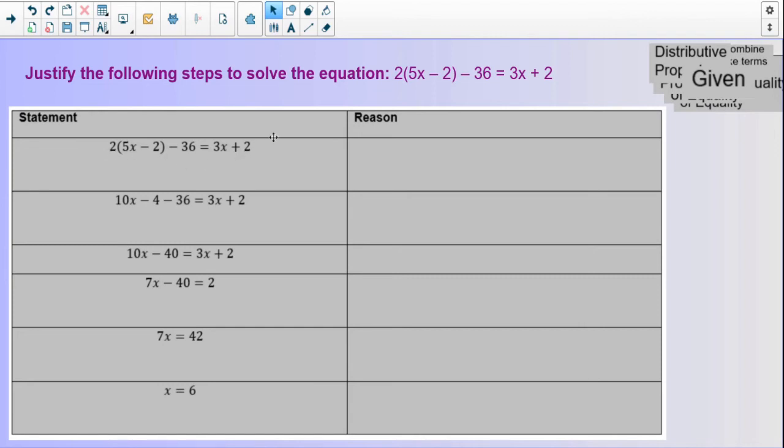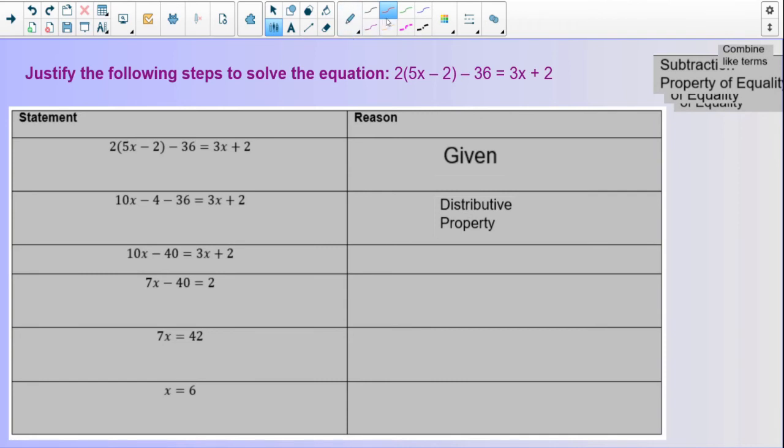So the first statement here was actually given up here. So the reason for that really is just given. This was given to us in the problem. So really, even if you're doing a proof or something, given should always be your first step, unless you have kind of a weird problem. Next, let's just look at what we changed here. So the difference from this first statement to the second statement, it looks like we distributed this 2 through the parentheses. So we got 10x, 2 times negative 2 is negative 4. So that is really just the distributive property.